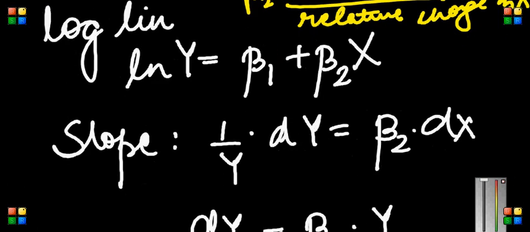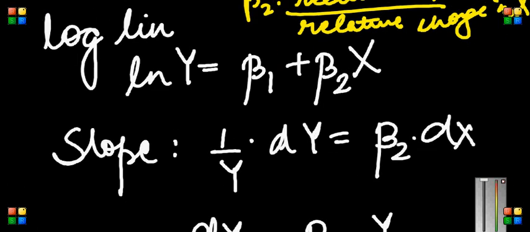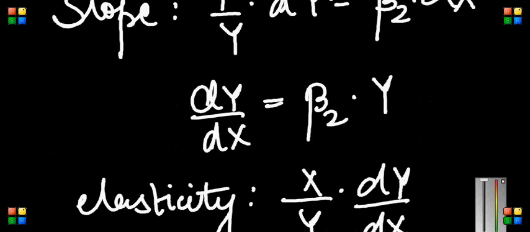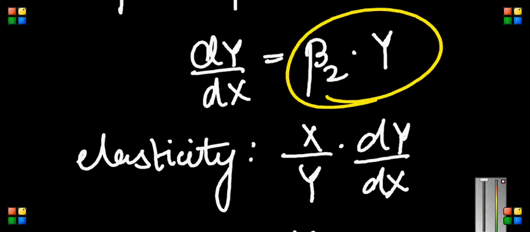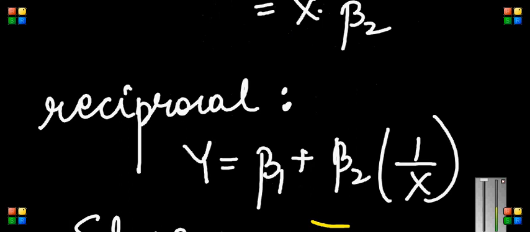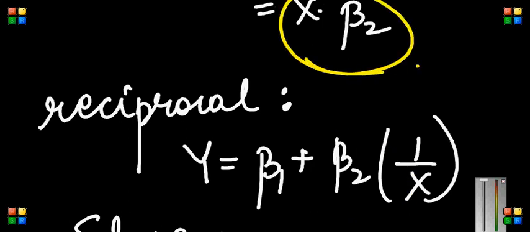Coming to the next model, I would be talking about the log lin model. So I have ln y equal to beta 1 plus beta 2 x. To find the slope, I would again totally differentiate on both sides, and I would get 1 by y dy equal to beta 2 dx. From here you get dy by dx is equal to beta 2 into y, and the elasticity, if you see, becomes beta 2 into x. So you can clearly see that in this case I do not have a constant elasticity.